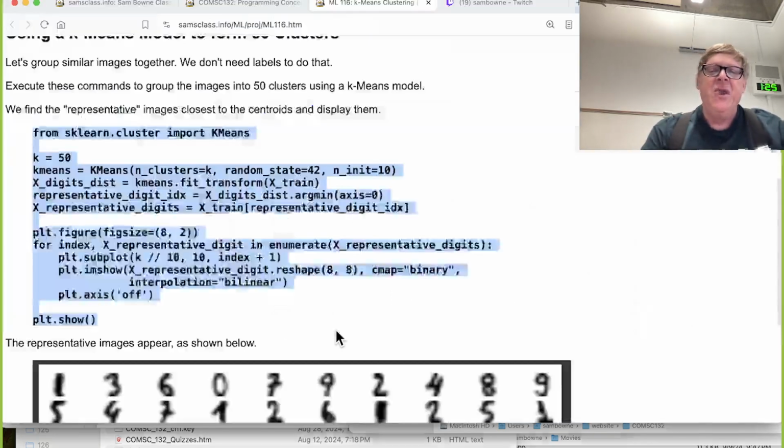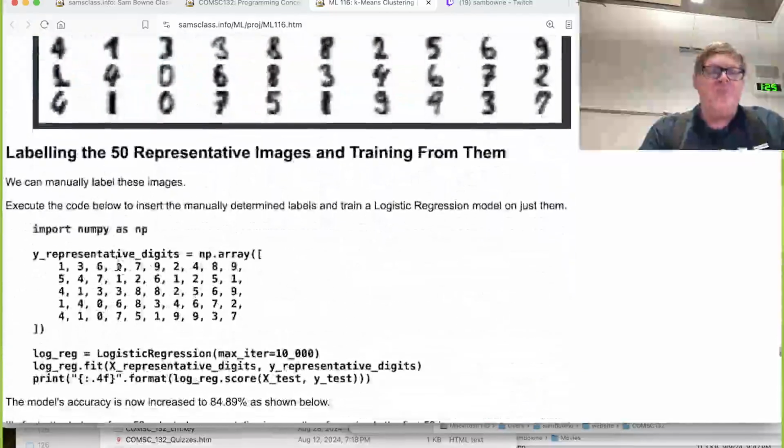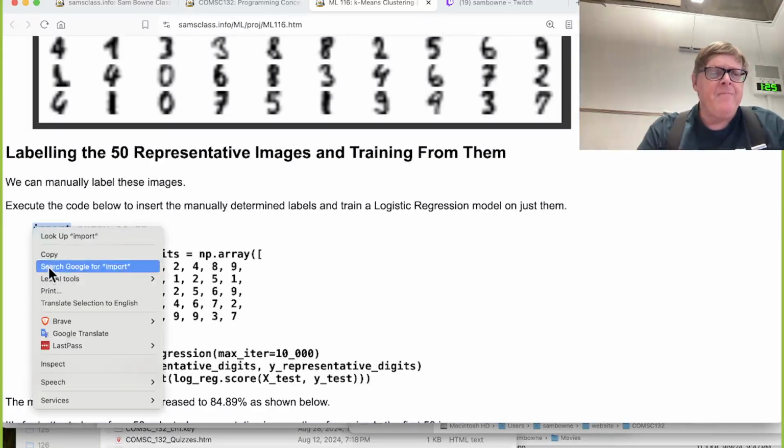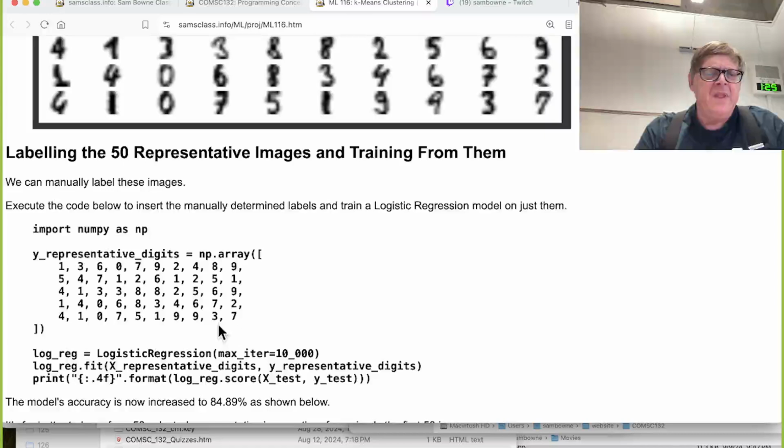And now what you do is humans manually label them. So here, I manually labeled them, and 937 looks good. All right.